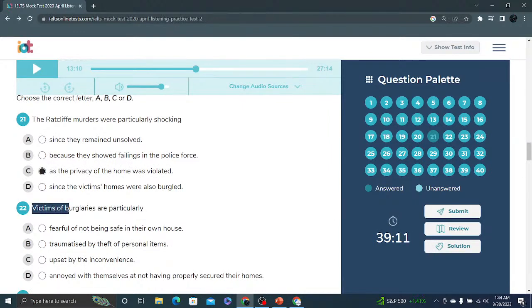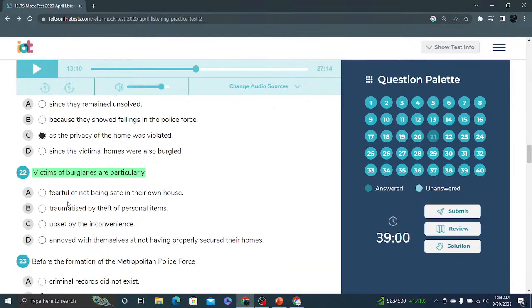Victims of burglaries are particularly fearful of not being safe in their own house, traumatized by theft of personal items, upset by the inconvenience, annoyed with themselves at not having properly secured their homes.